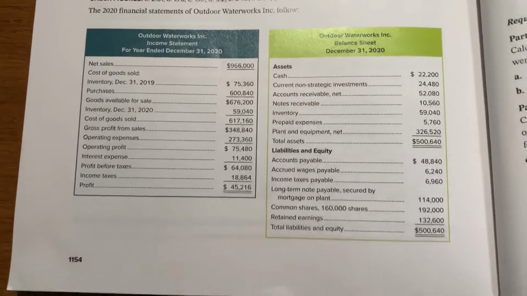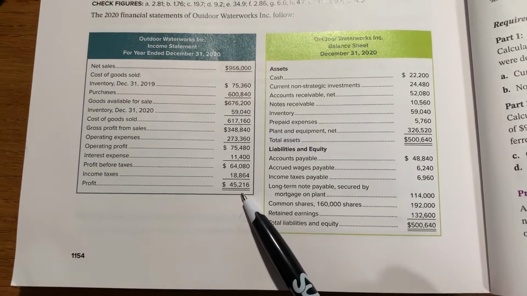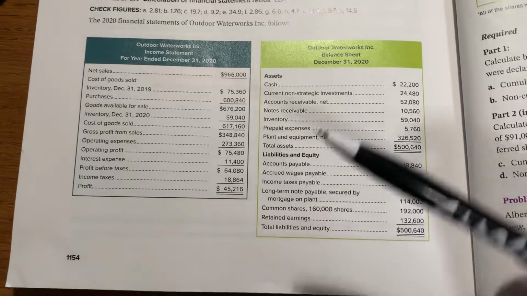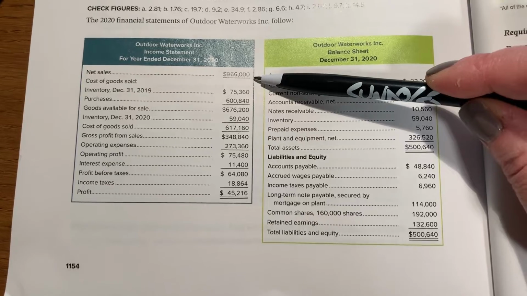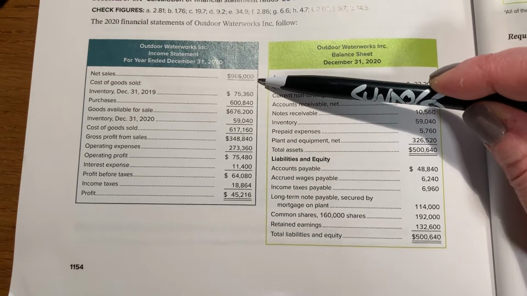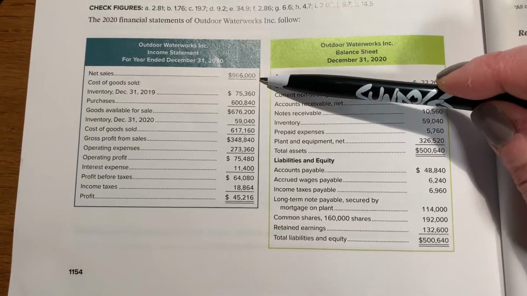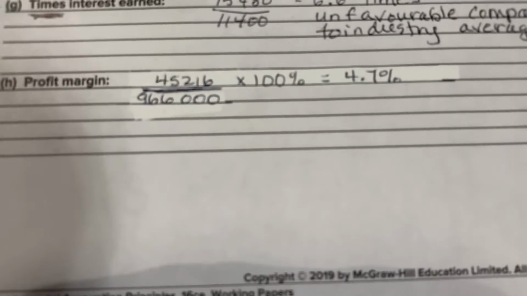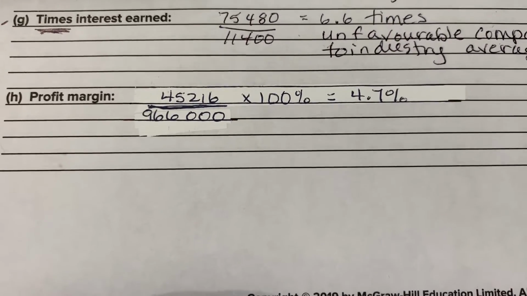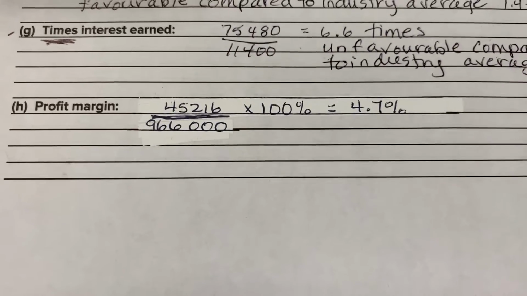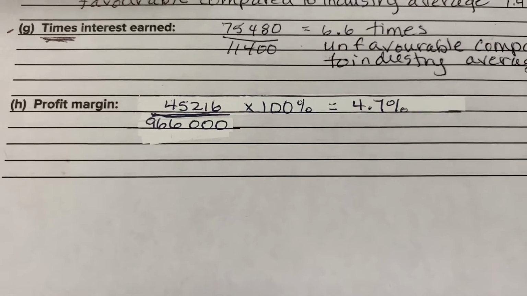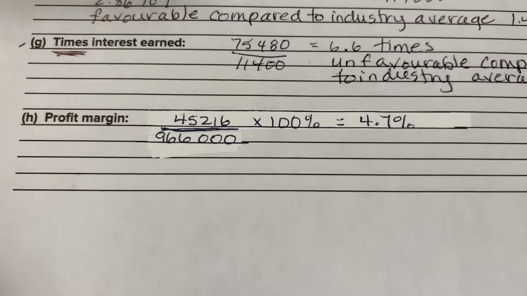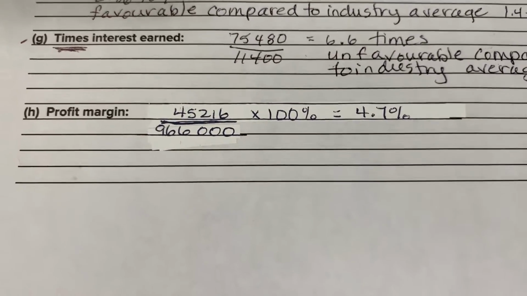So if we're using the information from this question, our profit is $45,216. Our net sales, which is our sales less our sales returns and allowances and sales discounts, is $966,000. This question gives us the net sales amount. You won't always get that. So when we do the calculation, $45,216 over $966,000 times 100% gives us 4.7%. So the profit margin is answered as a percentage, 4.7%. I'm not going to spend a lot of time on that one because we have talked about that one before.